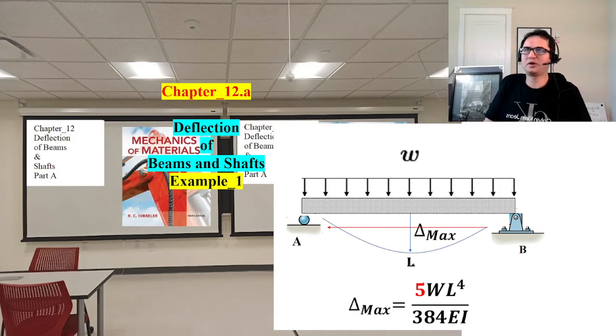Chapter 12, Part A, Deflection of Beams and Shafts. Example 1.